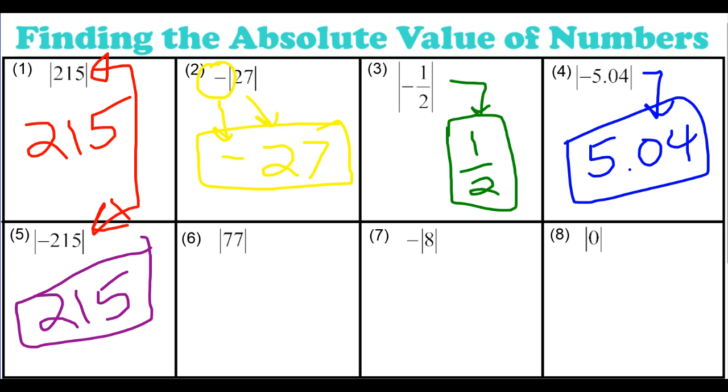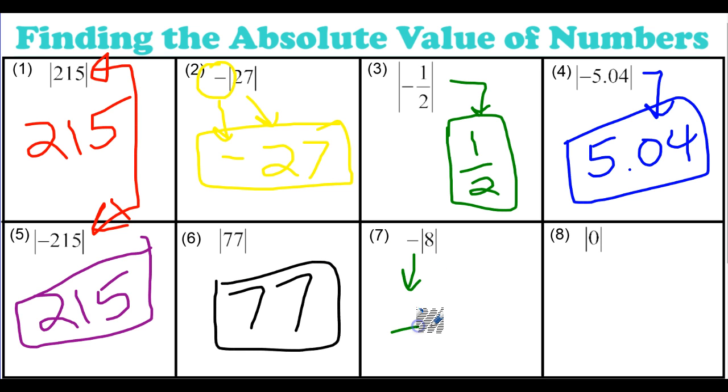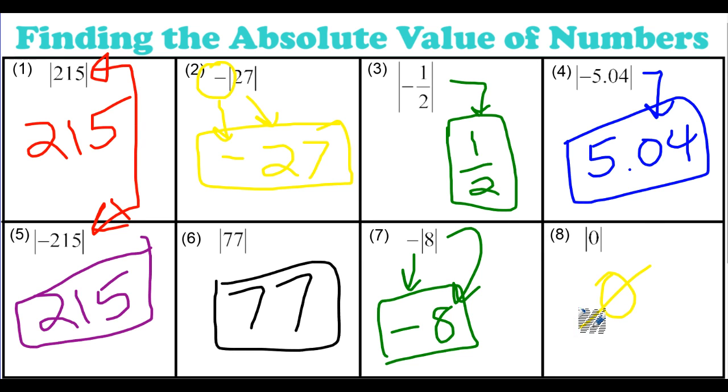The absolute value is 77. That's 77 units away from 0 on a number line. The opposite of the absolute value of 8 is 8 units away from 0 on a number line, so this is negative 8. And 0 is itself, so it doesn't have a distance away from itself on a number line, so the absolute value of 0 is 0.